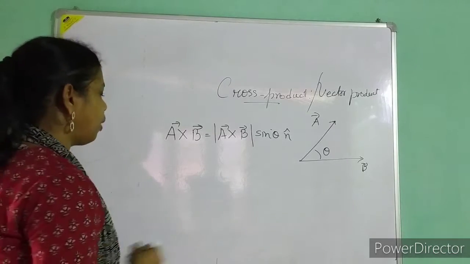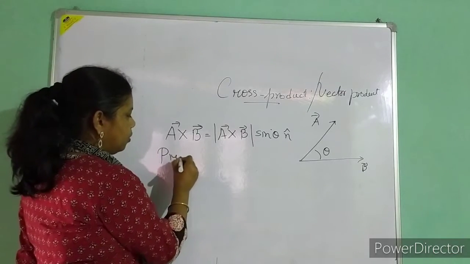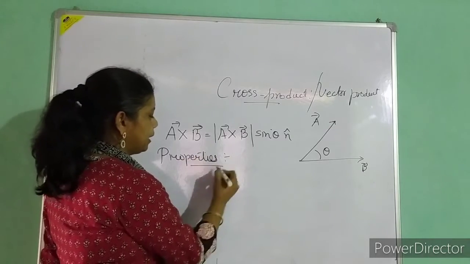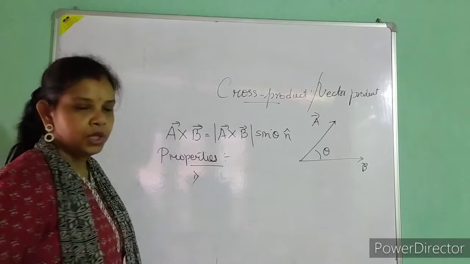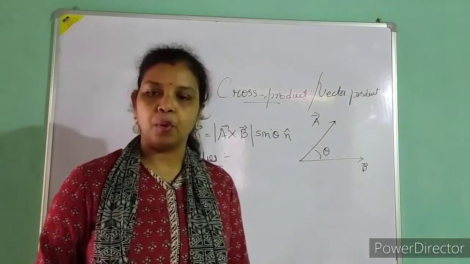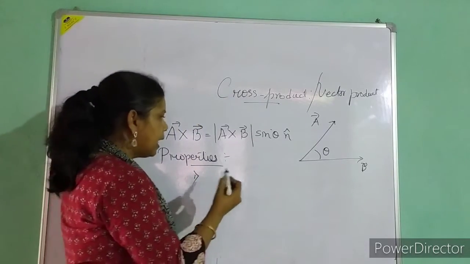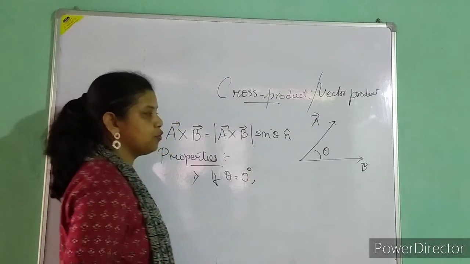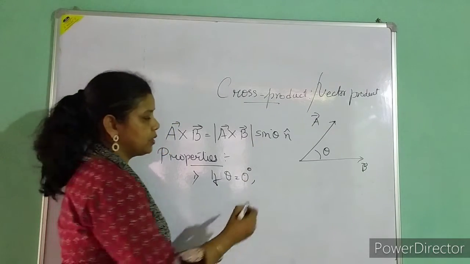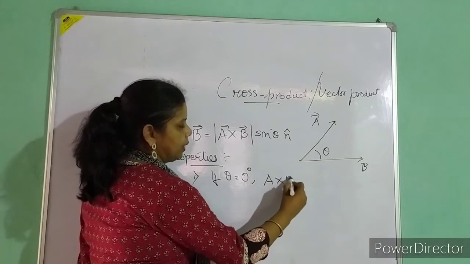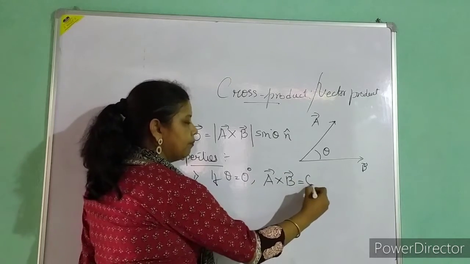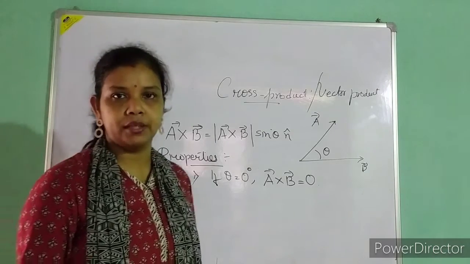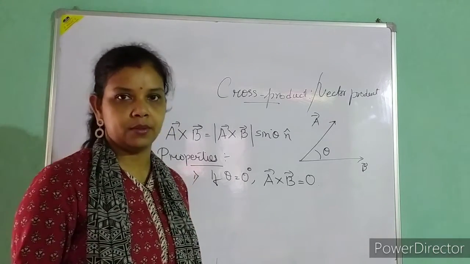Now under it certain properties are there. From the properties, number one, you can go through the commutative and distributive property as well. I will say if theta equals 0 degree, meaning the angle between the two vectors is 0, sine 0 is 0, so A cross B will be equal to 0. That means if two vectors are acting parallel to each other, the cross product will become 0.